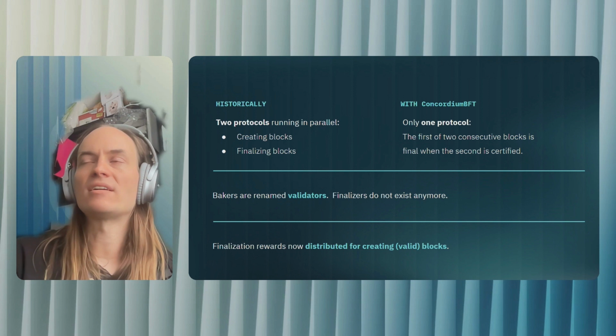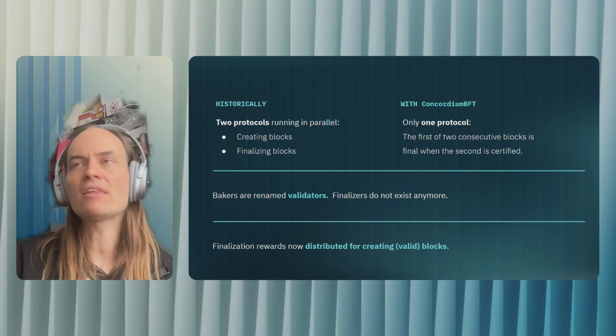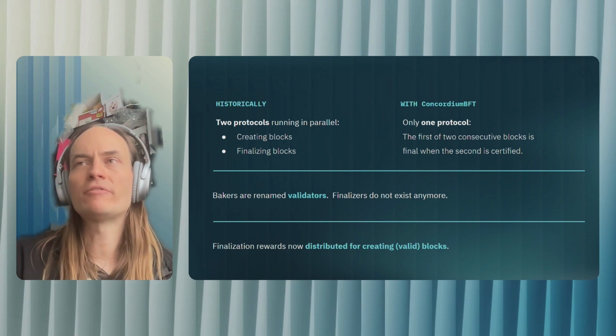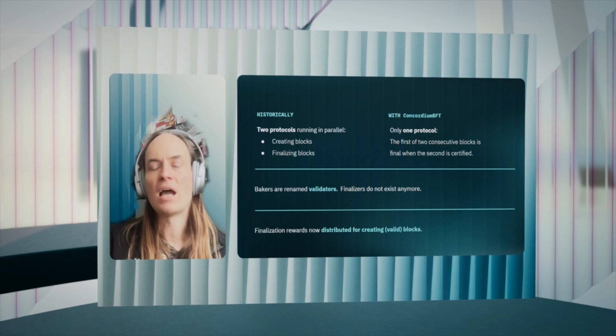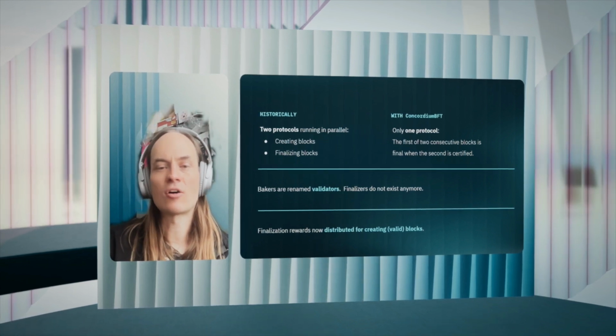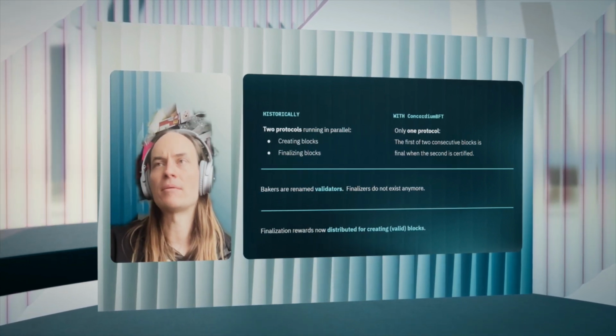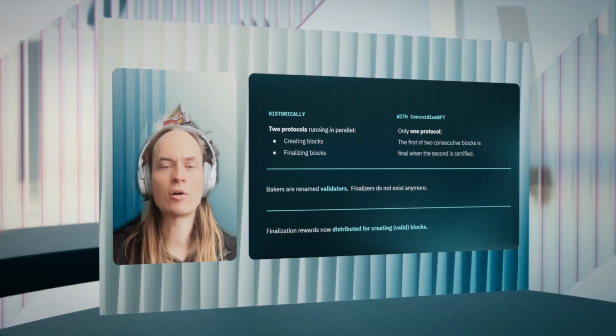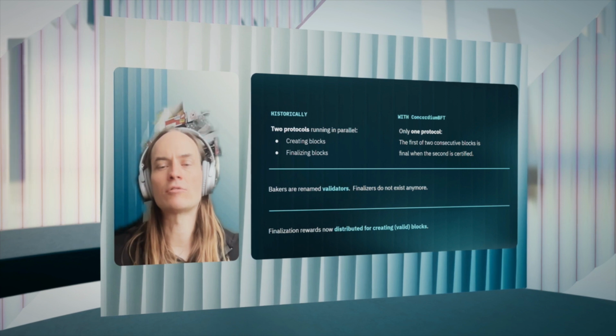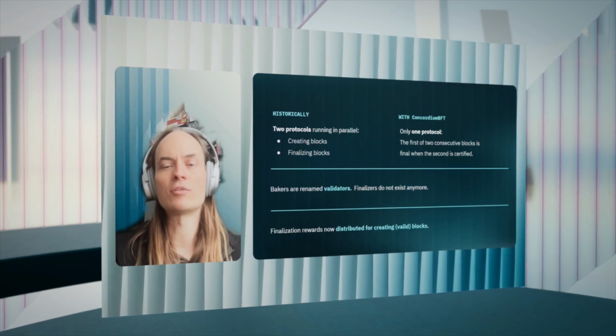So we adapted the tokenomics to that. And the first thing we did was remove our category of finalizers. We don't have people running a special finalization protocol in parallel anymore. So now that the finalizers are gone, bakers, we're renaming them to validators. That is a term used in many other blockchains, and hopefully it'll allow our tokenomics and our system to be more familiar to people that come from the outside.